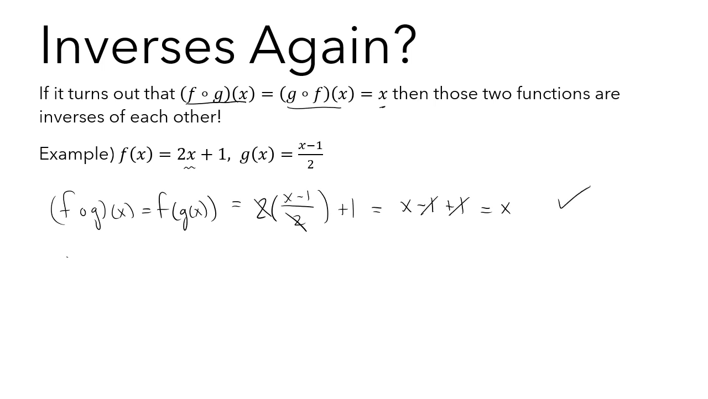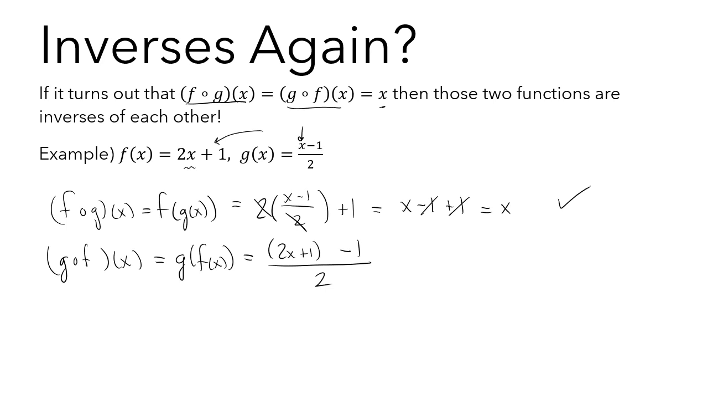Let's try the second one, g of f, the other way around. If this also equals x, then we know these must be inverses. So remember, f of x is going to go on the inside, and that will become 2x plus 1, because right here I'm going to put all of f, minus 1, all that over 2. So plus 1 and minus 1 will cancel, and I'll get 2x over 2, and 2 and 2 will cancel, and I get x. So boom, they both gave me x, which means they must be inverses.